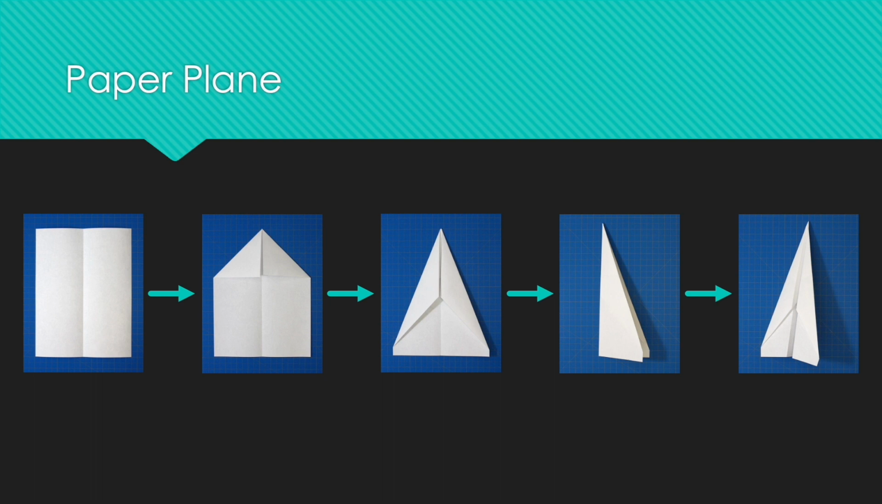First, fold the paper in half. Second, unfold and then fold the corners into the center line. Third, fold the top edge to the center. Fourth, fold the plane in half. And finally, fold the wings down to meet the bottom edge of the plane's body.